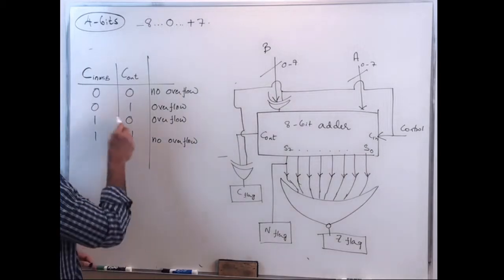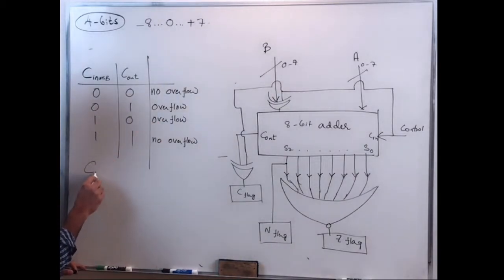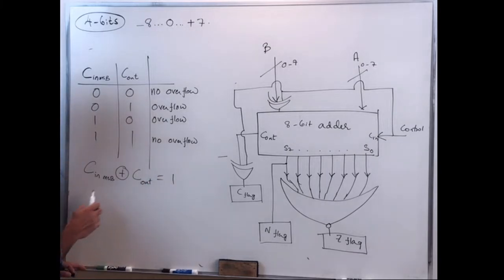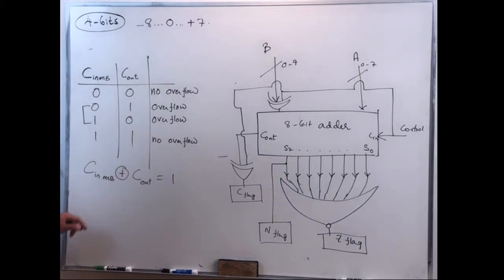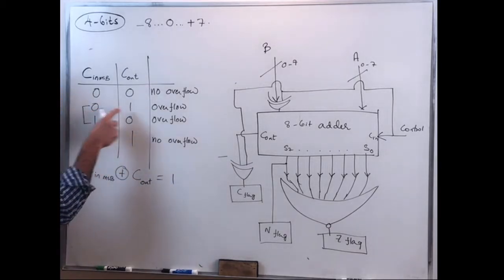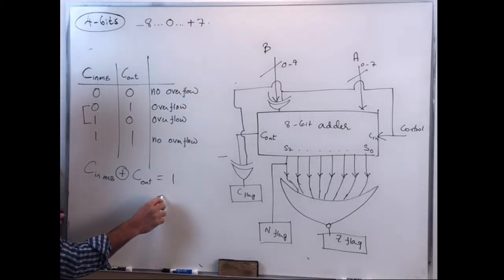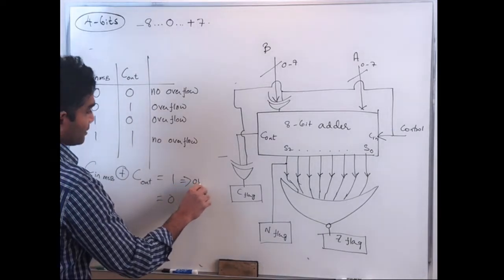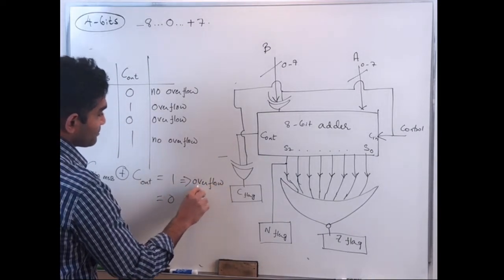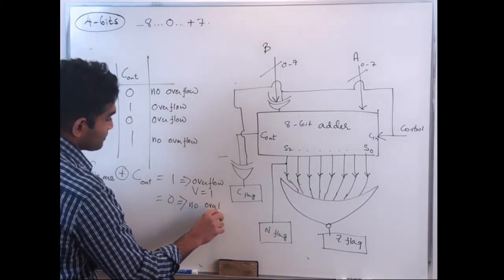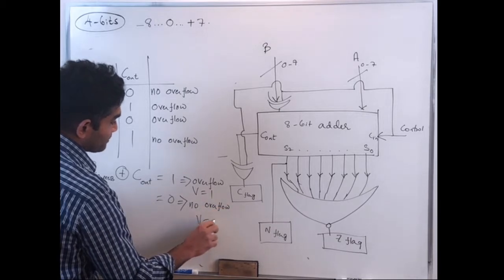It's an XOR gate. So in other words, my Cin MSB XORed with C out of the most significant bit is a 1 only for these two conditions, right? So the output of the XOR gate is 1 only for these two conditions. If it's a 1, then I have an overflow, or my V flag should be set. If it's a 0, it implies no overflow. My V should be 0.